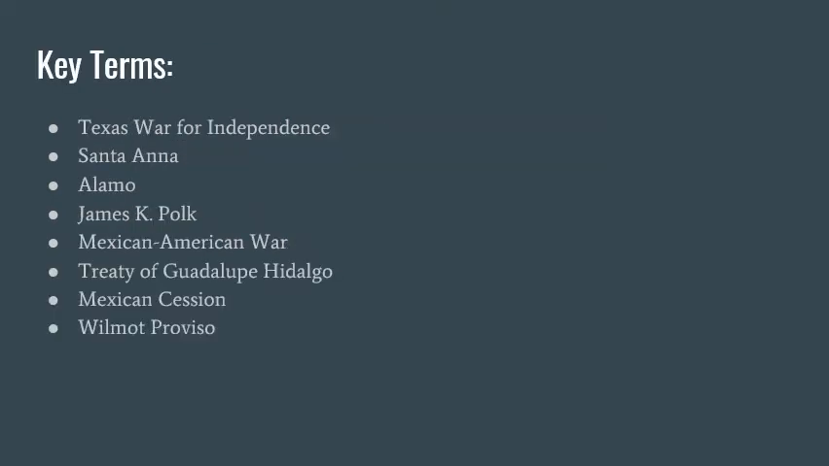The key terms that you should be able to define by the end of the video are the Texas War for Independence, Santa Anna, the Alamo, James K. Polk, the Mexican-American War, the Treaty of Guadalupe Hidalgo, the Mexican Cession, and Wilmot Proviso.